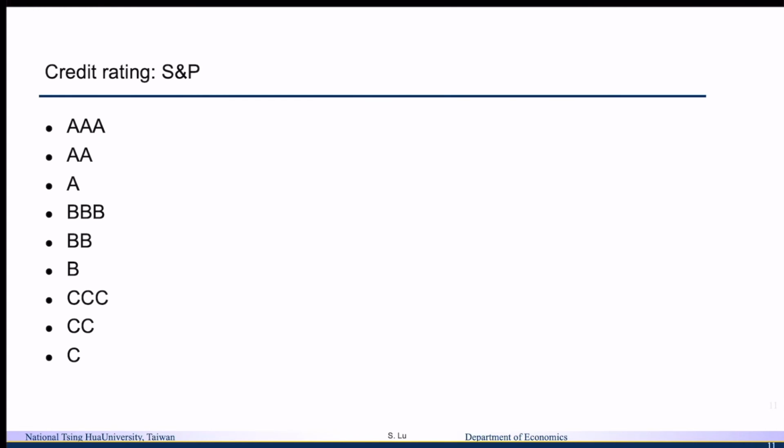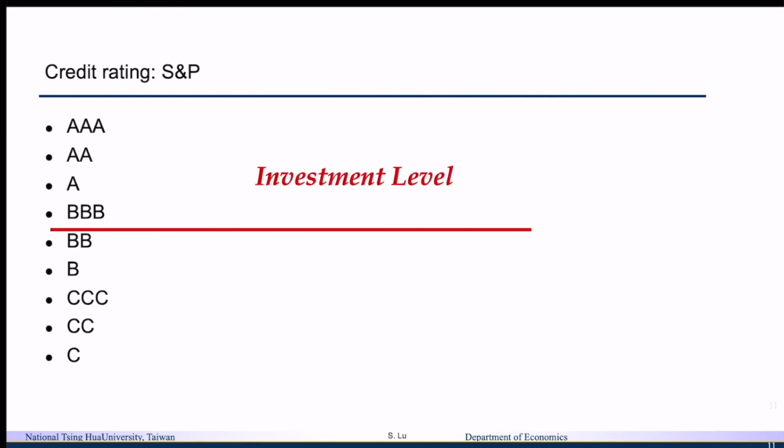Again, we define the junk bonds and the investment level bonds by cutting here. Bonds with a rating at the level of triple B or above are investment level bonds, and bonds with a rating of BB and below are called junk bonds. So this concludes the discussion related to bonds.